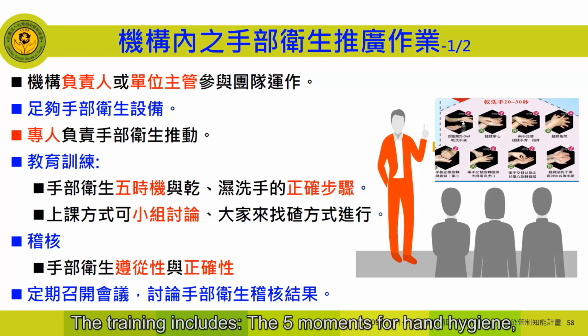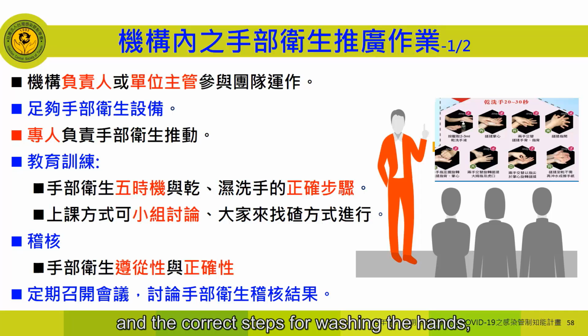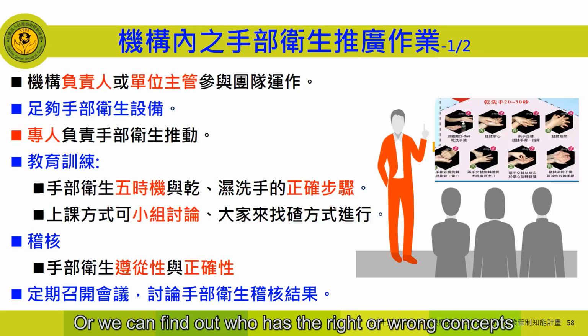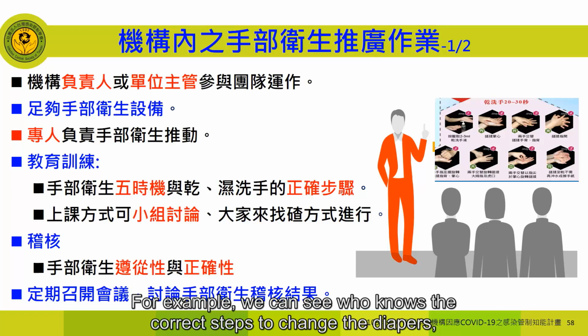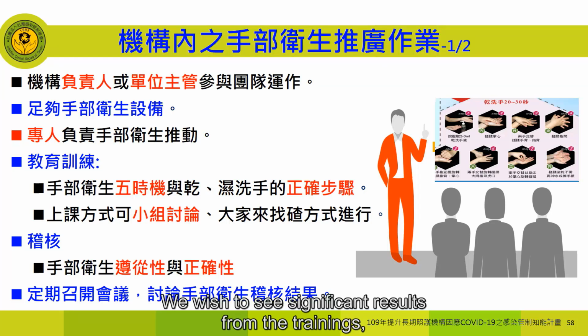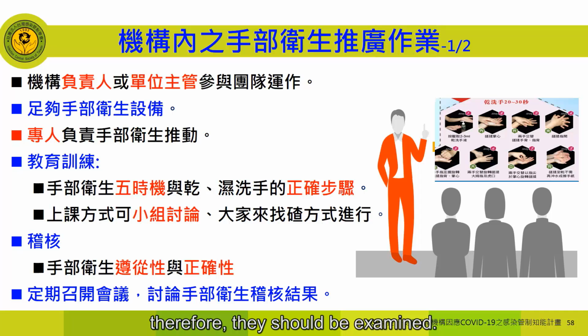The training includes the 5 moments for hand hygiene and the correct steps for washing the hands, which are the steps we've just learned. The program can be done in workshops with discussions, or we can find out who has the right or wrong concepts. For example, we can see who knows the correct steps to change the diapers and who has the wrong concepts regarding something else. We wish to see significant results from the trainings. Therefore, they should be examined.